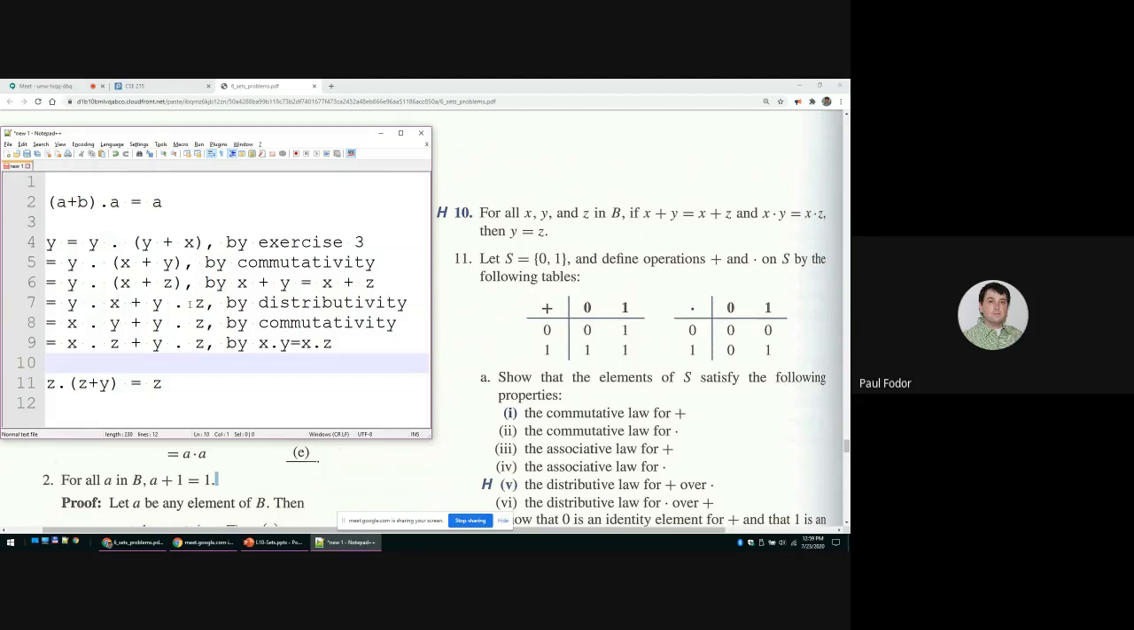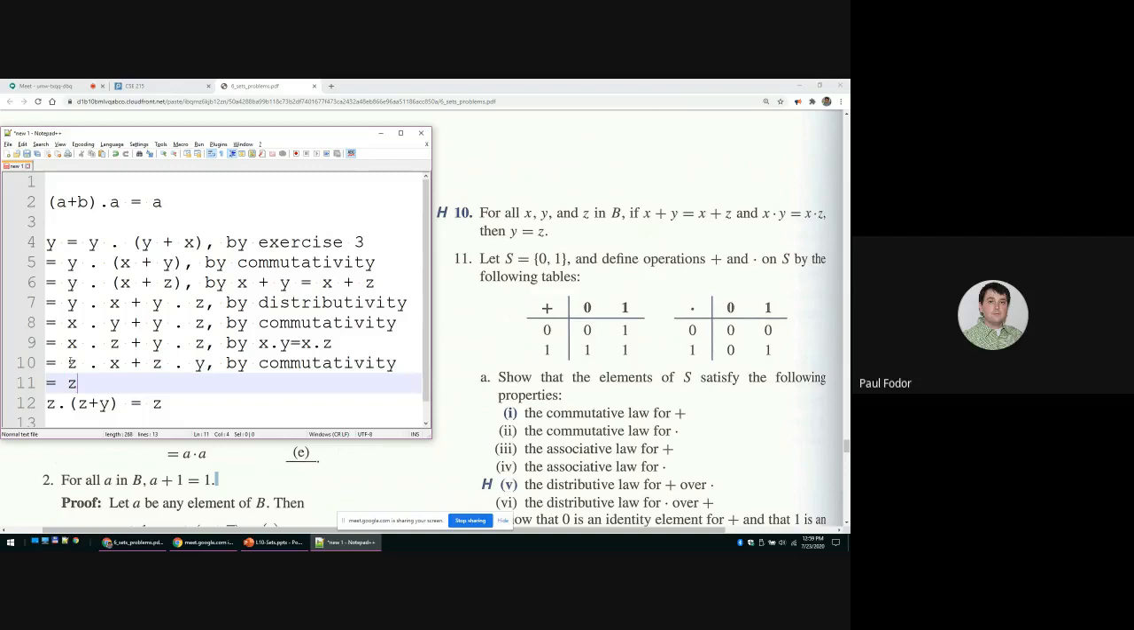So we did distribution, and then we changed the commutativity, and then we got ZXY is XZ. Oh yeah, exactly here. This is the step. So now we can use commutativity again, and we get Z intersect X plus Z intersect Y by commutativity.